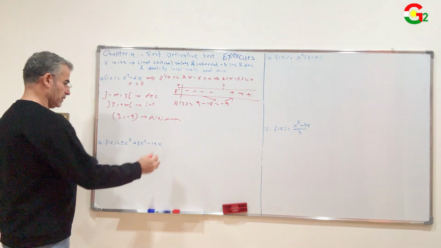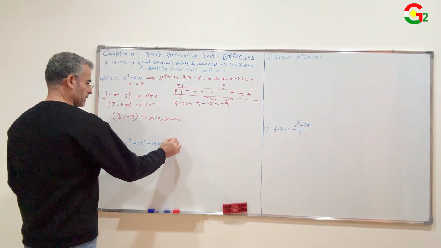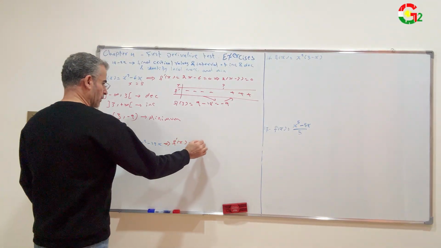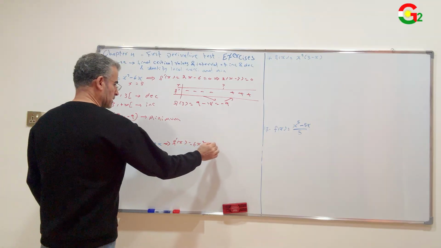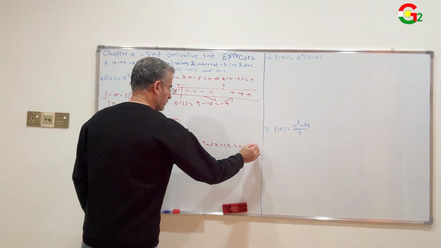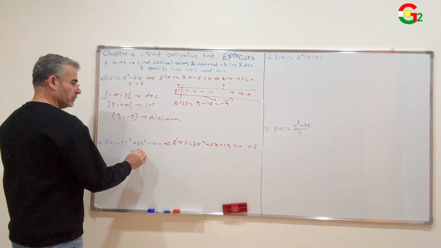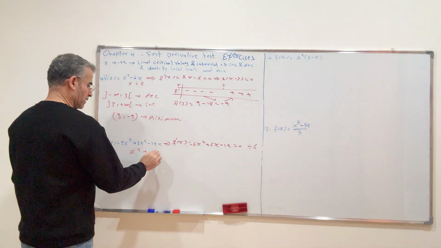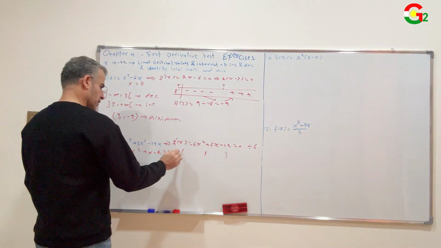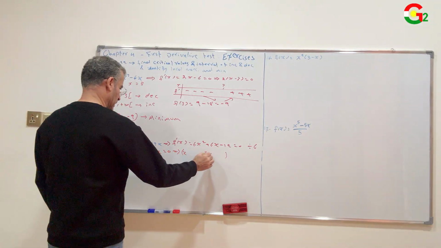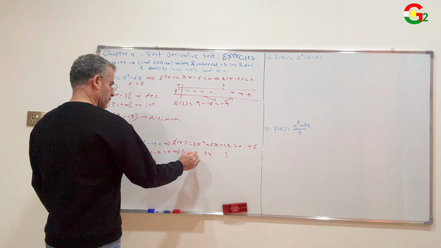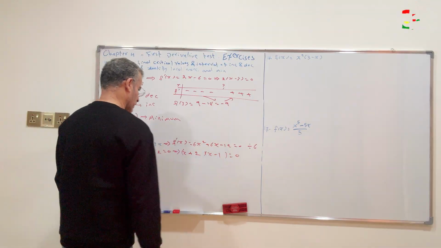Question number 15. Find the derivative of this function, f prime of x equals 6x power 2 plus 6x minus 12. Set it equal to 0. Divide by 6: x power 2 plus x minus 2 equals 0. Factorize: x plus 2, x minus 1 equals 0.